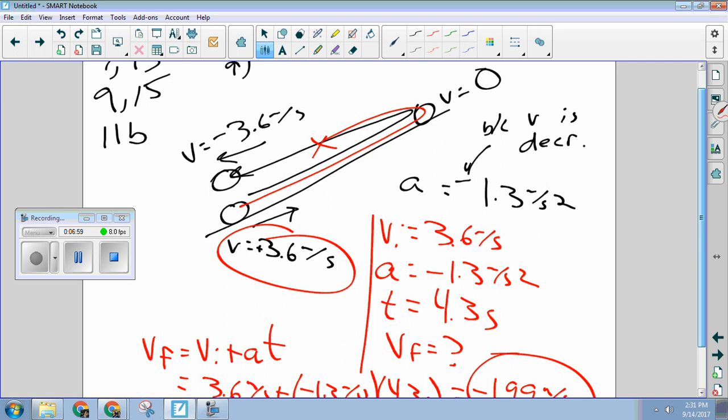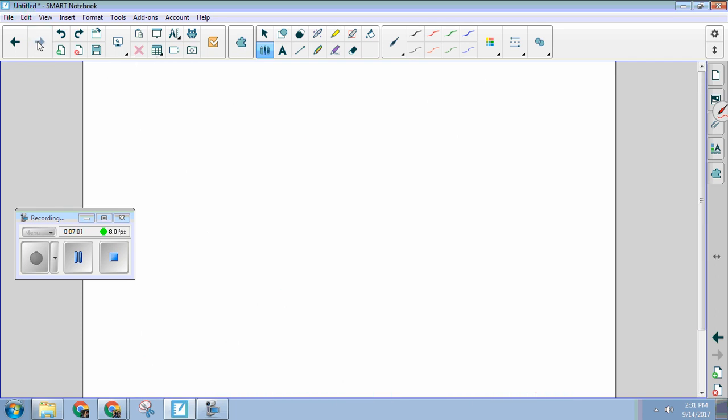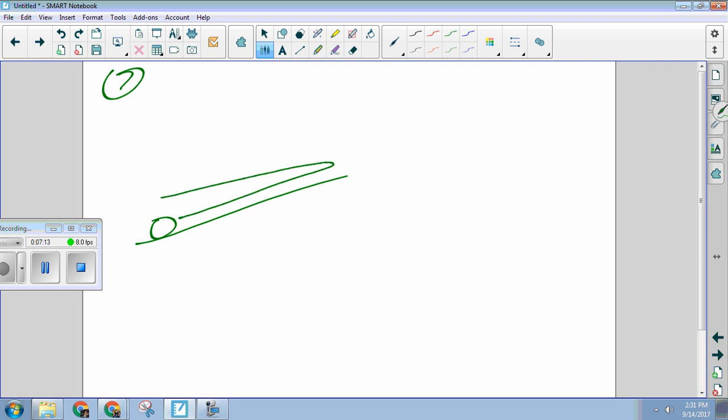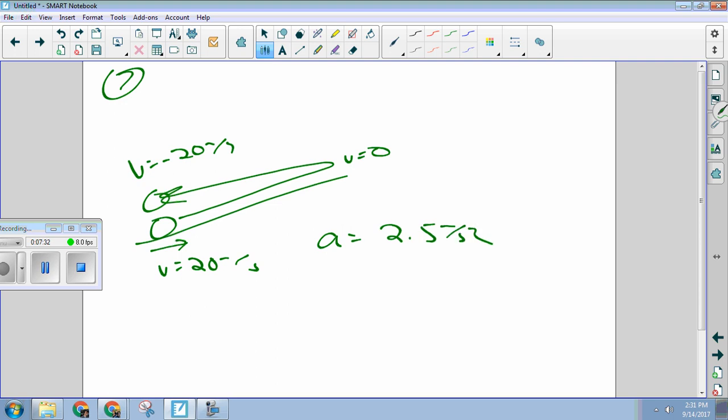7 and 13 are both very similar, so I'm going to plow through those pretty quickly, if that's okay. And if I go too fast and you need me to say more, let me know. All right. So for 7, you roll a ball up a hill at 20 meters a second. So the ball is going to go up, it's going to come down. You know that the velocity when you first roll it is 20. Velocity at the top is 0. Velocity at the bottom is going to be negative 20 meters a second. It causes the ball to slow down and eventually comes back down the hill. The hill gives the ball an acceleration of 2.5 meters a second squared.